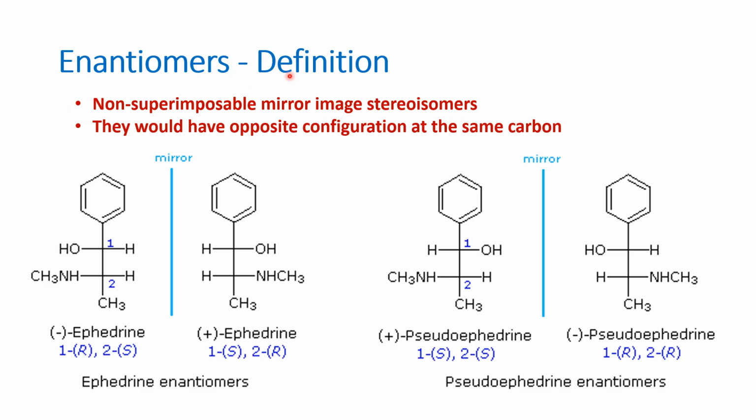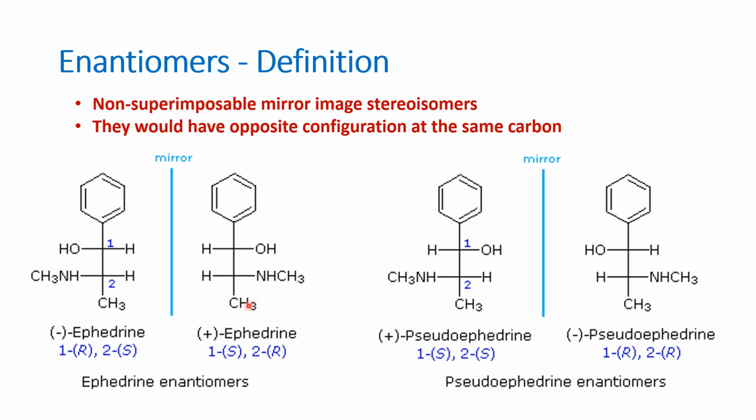Enantiomers by definition are nothing but non-superimposable mirror image isomers. I have given an example here. In this particular set of examples, you see the left hand side of the molecule is the mirror image of the right hand side. Likewise, in this set of molecules, the left hand side is the mirror image of the right hand side. And what we have to remember is all molecules will have mirror images, but enantiomers have non-superimposable mirror images.